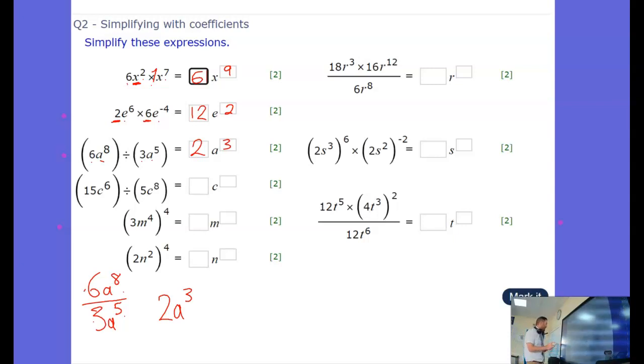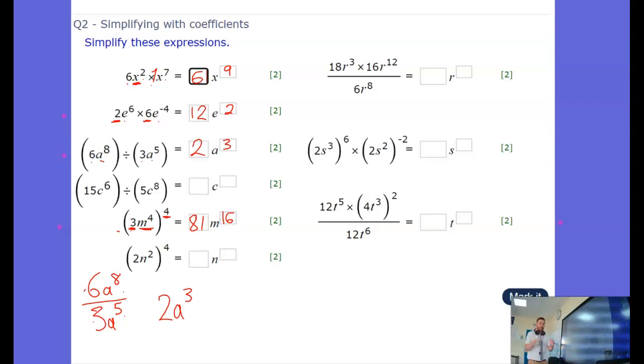Let's look at raising a power to a power when we've got coefficients. Here, I need to do 3 to the power of 4 as normal. So 3 times 3 is 9, times 3 is 27, times 3 is 81. If you can type it in your calculator, no problem. 3 to the power of 4 is 81. Then m to the power of 4 to the power of 4, when we're doing a power to a power, we multiply. So 4 times 4 is 16.